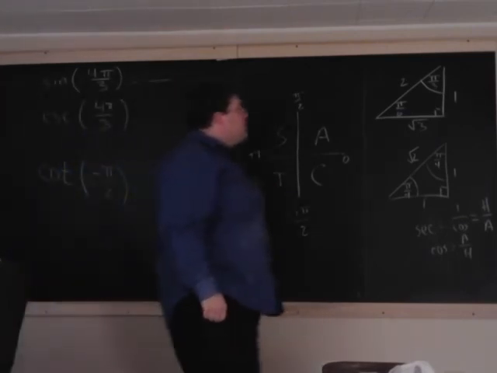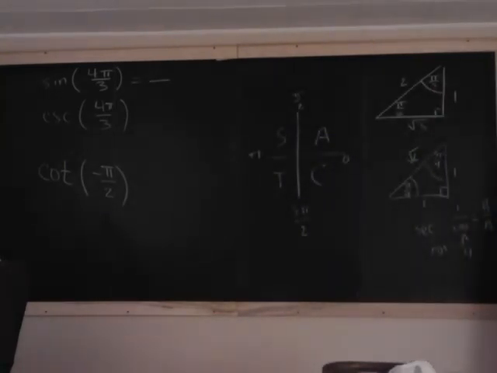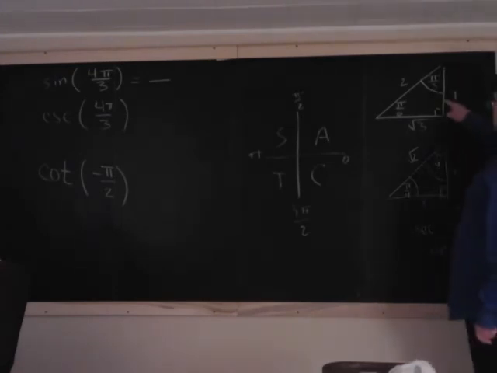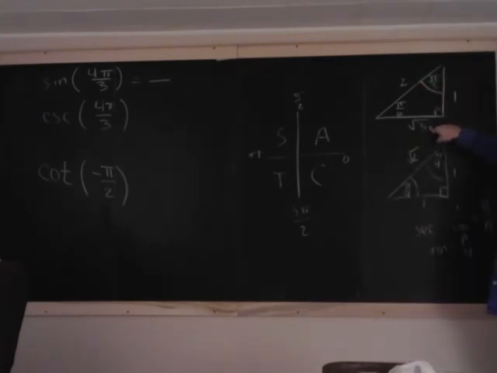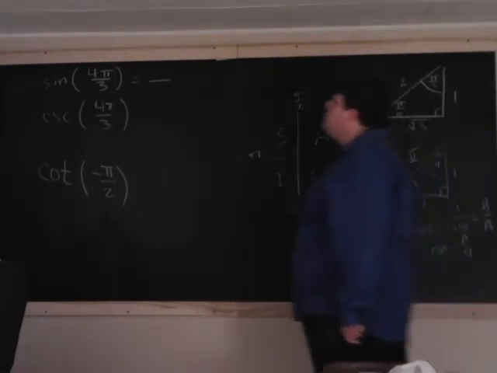4 pi over 3, well, let's go to the triangle with angle pi over 3. Right here. It's already labeled for us. Sine of pi over 3, sine is opposite over hypotenuse. So that's not the opposite that I pointed at. Sine is opposite over hypotenuse. Sine of pi over 3 is root 3 over 2.